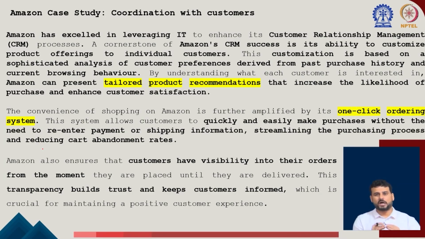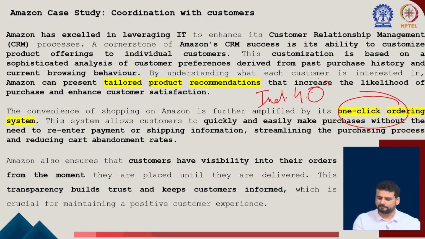So whatever your tailored supply chain requirement is, they provide you the products. You can also feed your requirements, such as any product specification, and accordingly they will provide you the products. They are very strong at maintaining customer relationship management. This is particularly the one-click ordering system, which Amazon is now implementing under Industry 4.0.